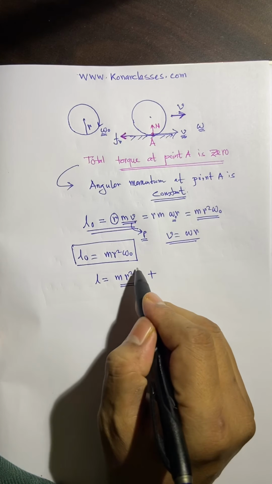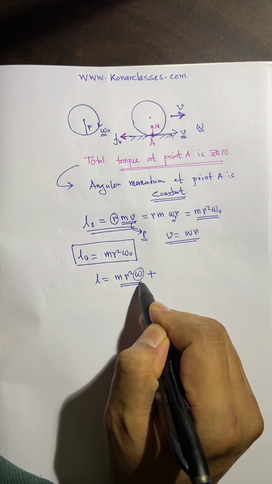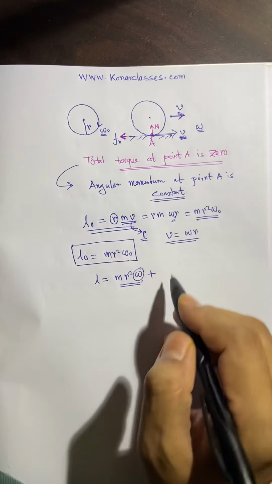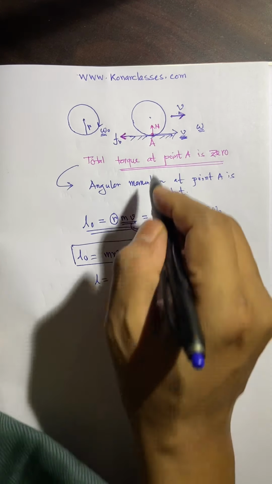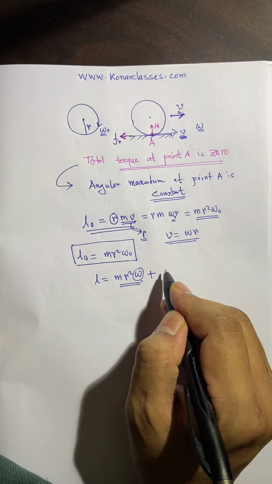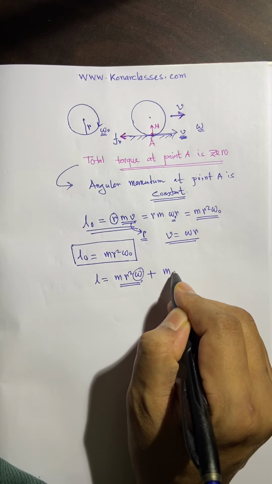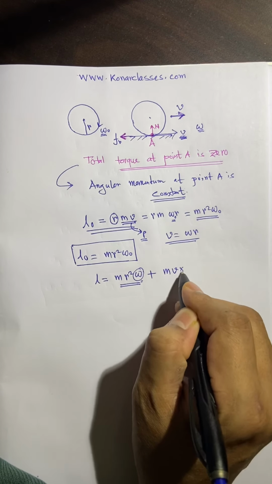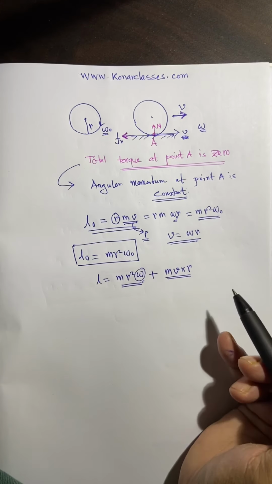This is the angular momentum due to the rotational velocity omega, and as it has a linear velocity, it will have another momentum when it starts moving, and that linear momentum will be m v, and its angular momentum will be into r, so r into m v. So here also it is coming in that same way.